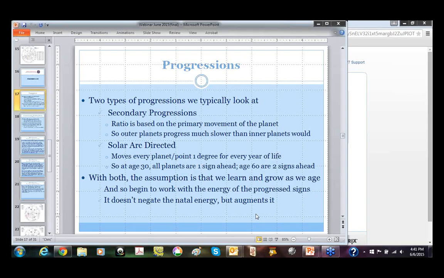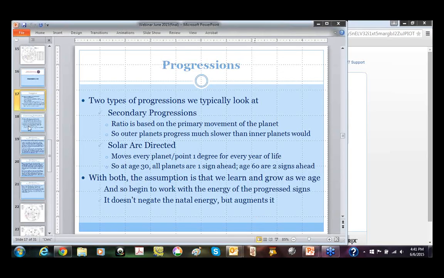So at the age of 30, all the planets will have moved ahead. At the age of 60, all the planets would have moved ahead by 2 signs. That's provided we start with 0. But no person has their sun at 0 if we're looking at the sun only. So the assumption with that is that we learn and grow as we age. And so we begin to work with the energy of the progressed signs.